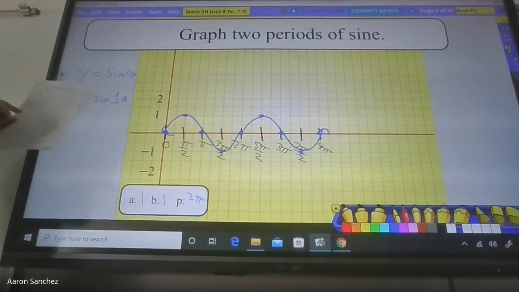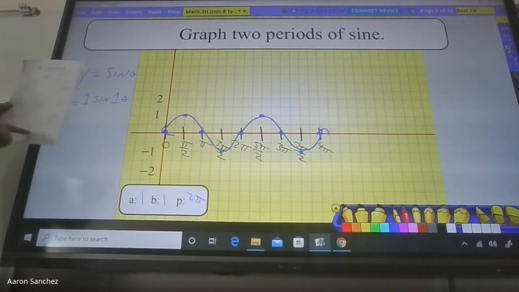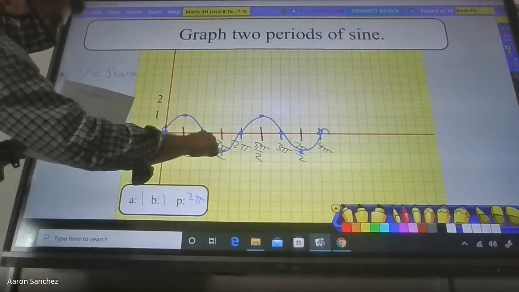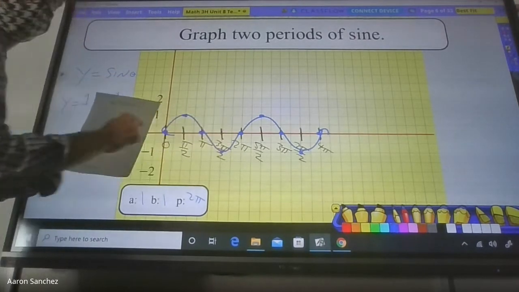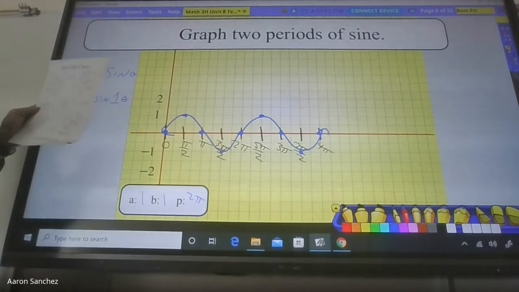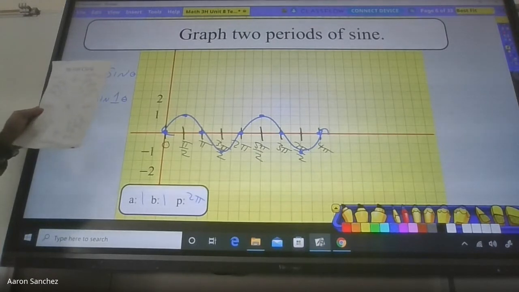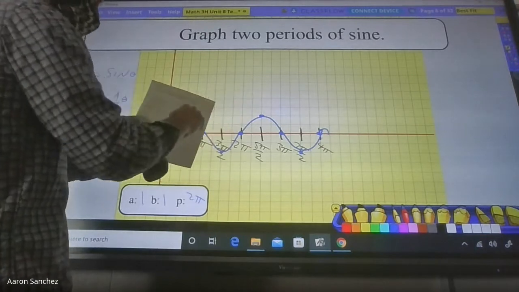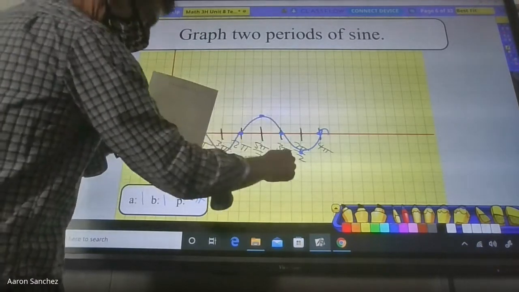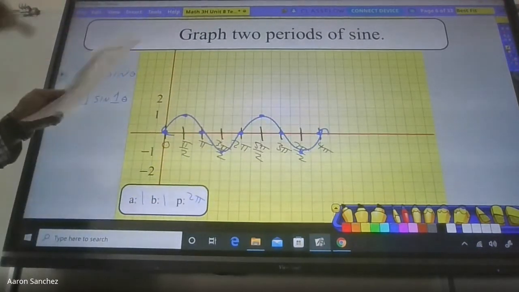0. When I go to 3 pi over 2, what's my sine? -1. Then I hit 2 pi, I'm at 0 again. 1 period, 1 rotation of the circle. And then you go again. Even though this would be 5 pi over 2, hitting it again, I go 1, then 0, then -1, then 1.